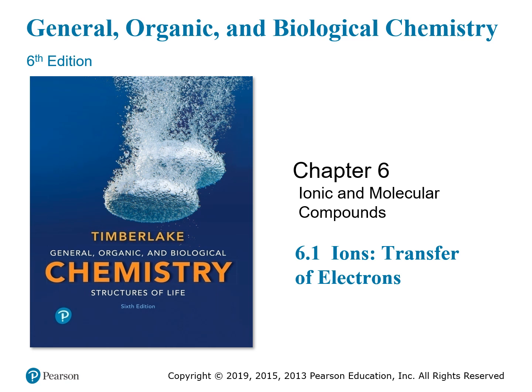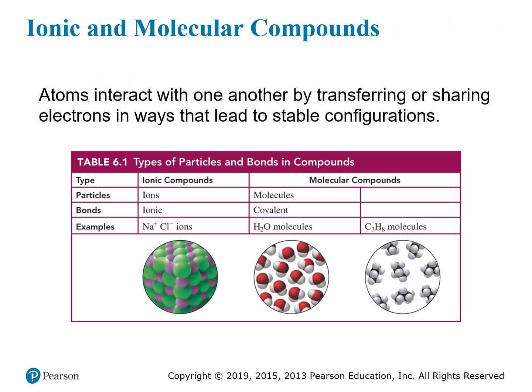This is Chapter 6, Ionic and Molecular Compounds. We begin with Section 1, Ions and the Transfer of Electrons. If you remember Dalton's theory of the atom, one of the postulates was that atoms can combine together in different whole number ratios to form new substances that we call compounds.